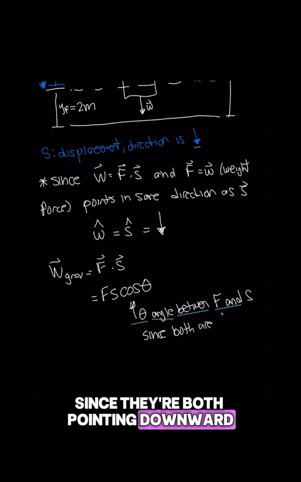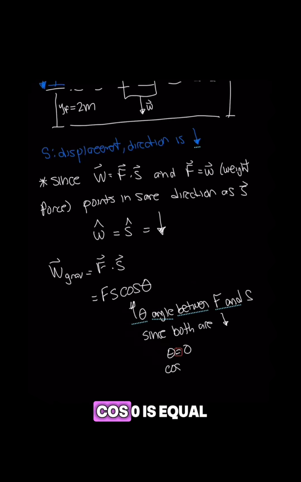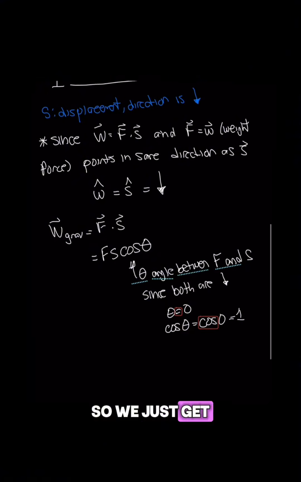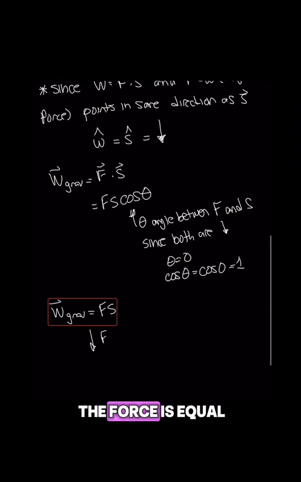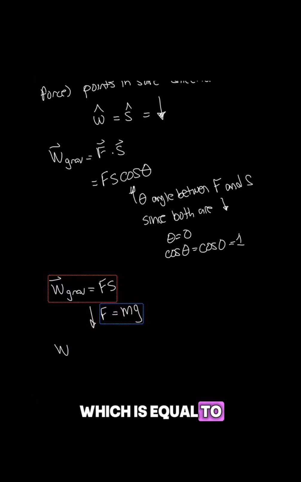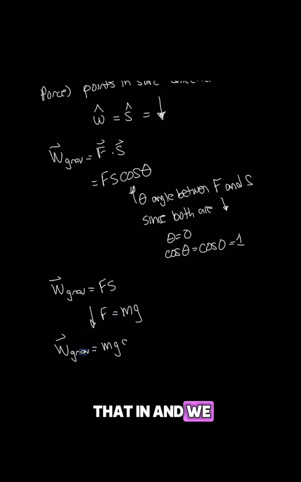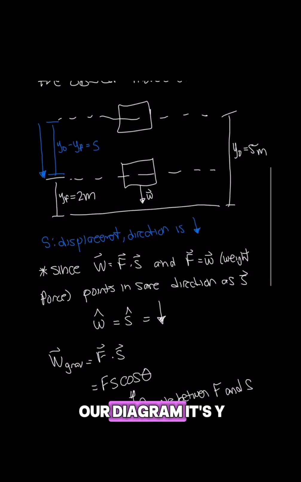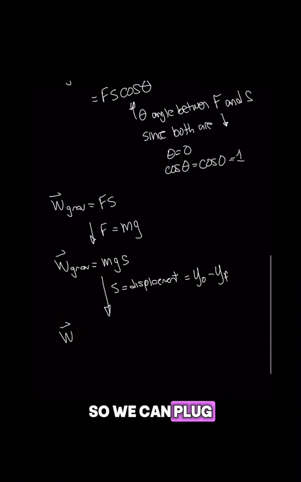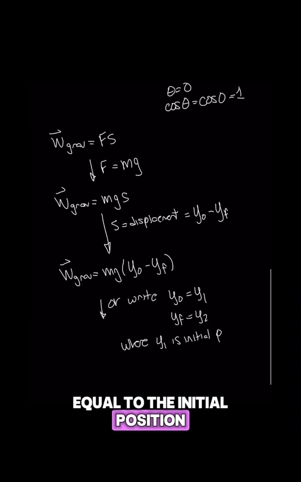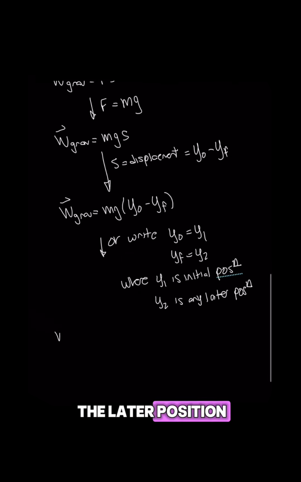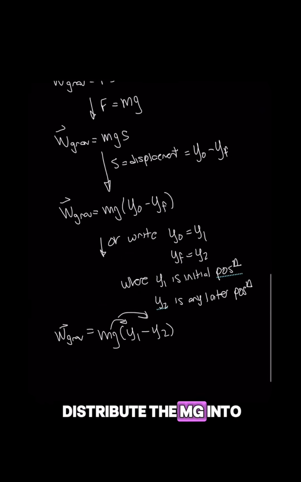Since they're both pointing downward, theta is going to be equal to 0, and cos 0 is equal to 1, so we just get the work due to gravity equal to force times displacement. So we know that the force is equal to the weight force, which is equal to mass times gravity, so we can plug that in. And we know S is the displacement. If we look at our diagram, it's Y0 minus YF, so we can plug that in. And we can just rewrite it, denoting that Y1 is equal to the initial position and Y2 is equal to the later position. And then we can distribute the mg into each term.